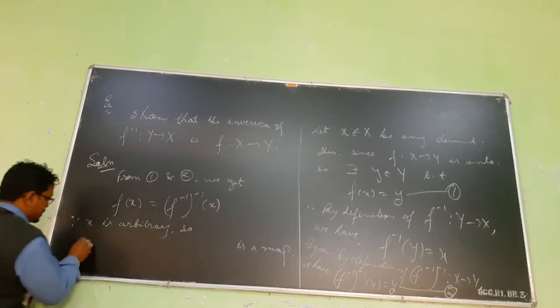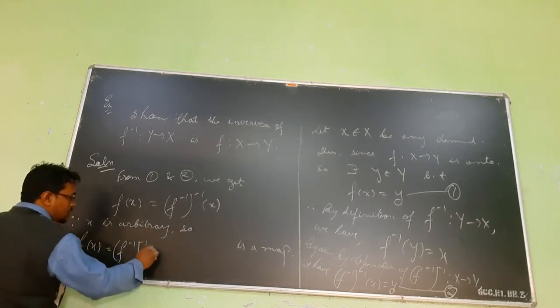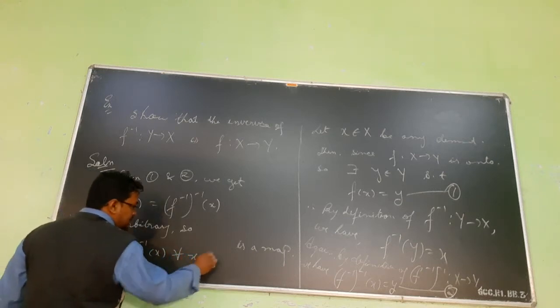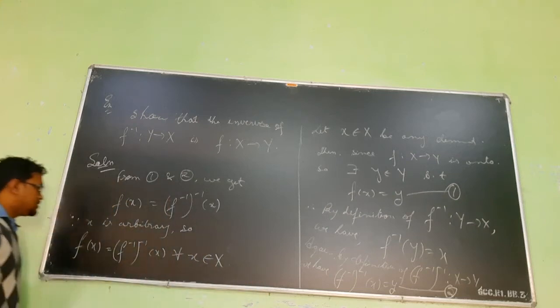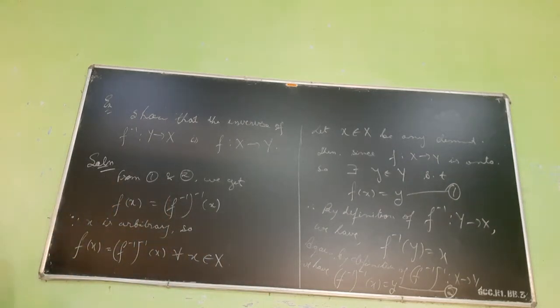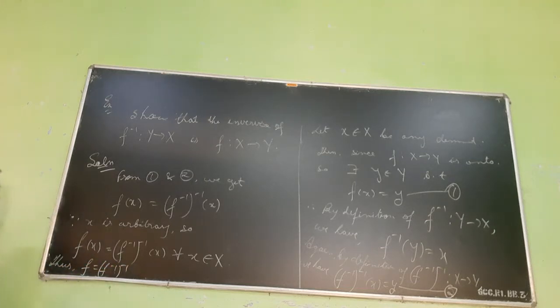So f(x) is equal to f inverse whole inverse of x for all x in X. For every x, the functional values of these two functions are equal. Thus, f is the same as f inverse whole inverse. f inverse whole inverse is the same as f.